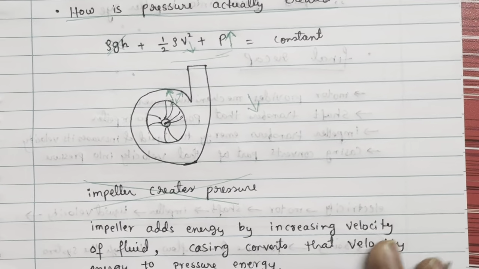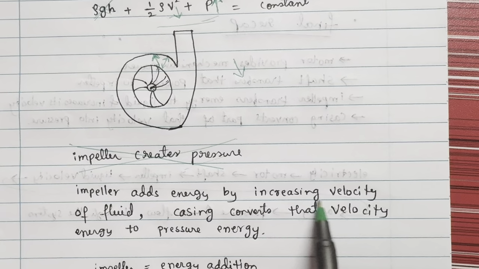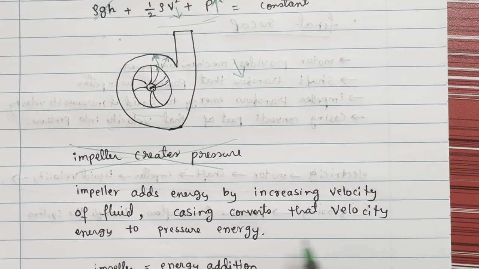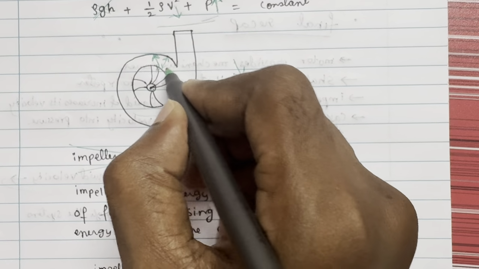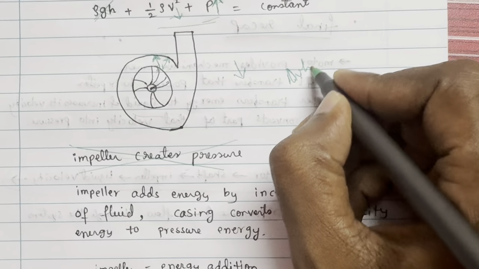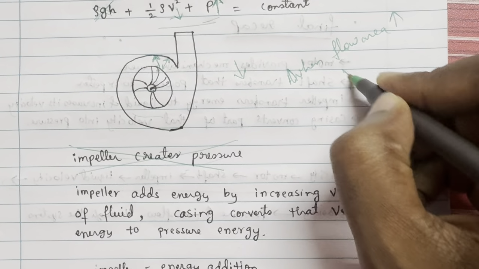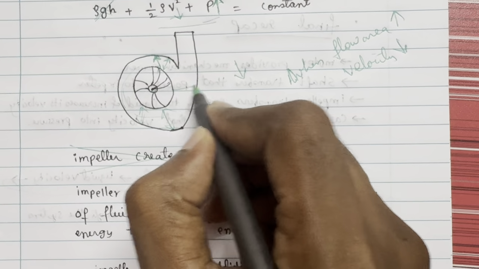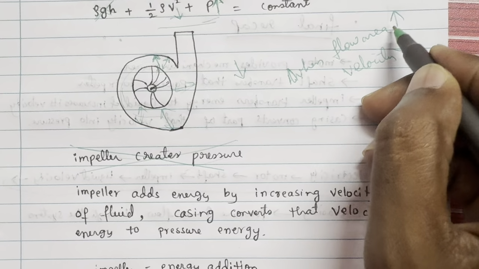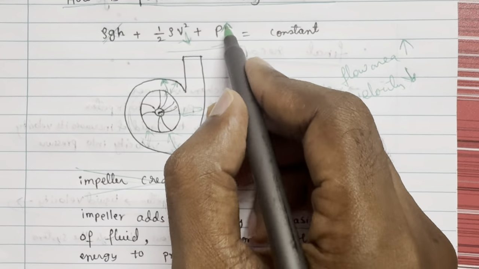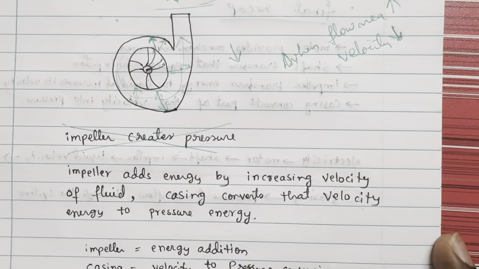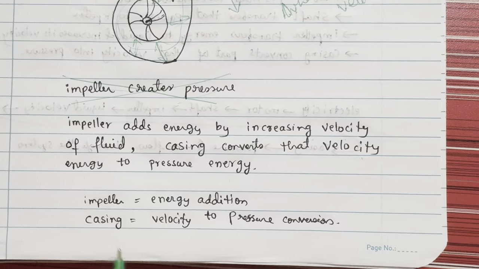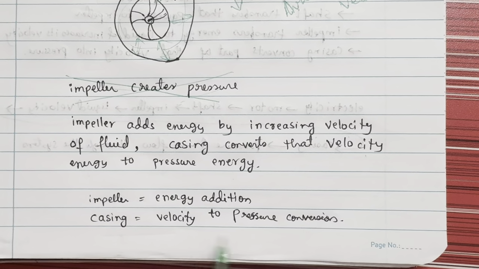Okay, so what does actually impeller do? Impeller does not create pressure. Impeller adds energy by increasing velocity of the liquid, of the fluid. The casing, by providing the resistance, converts velocity energy to the pressure energy. So as we know, when flow area increases, velocity decreases. As you know that here the opening is higher and higher. As the area increases, velocity decreases. As velocity decreases, pressure increases, so it leaves with higher pressure. So impeller adds energy by increasing velocity of the fluid. Casing converts that velocity energy to pressure energy. Okay, this is easy. Impeller adds energy, casing converts that velocity to pressure.